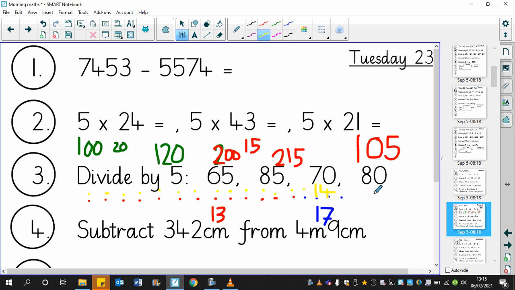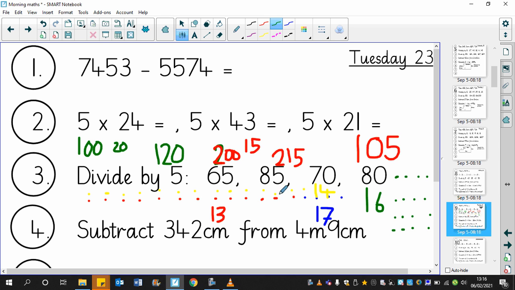And then finally 80 divided by 5, let's choose this. Okay, so 5, 10, 15, 20, 25, 30, 35, 40, 45, 50, 55, 60, 65, 70, 75, 80. Right, how many dots have I got? Well, I've got 4 rows of 4, so therefore it must be 16.